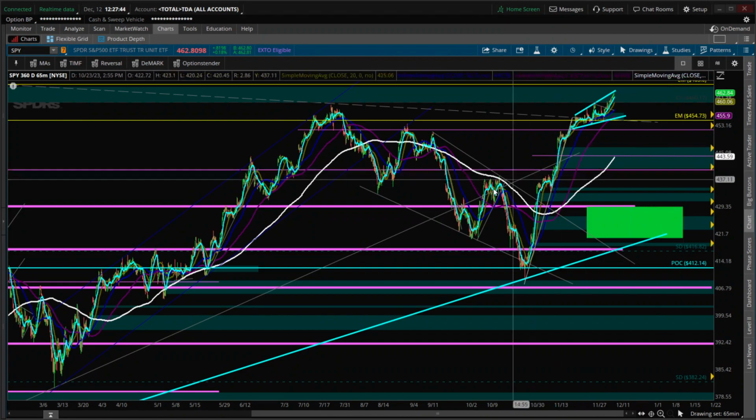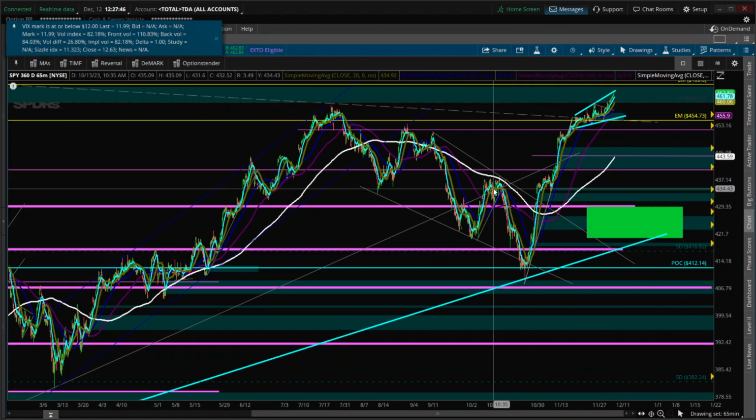Going to the 65-minute, this will give you a little bit better picture. We hit that 12. I'm going to show you the VIX. We just had our alert, so we're going to put on a trade on the VIX. We're going to go long the VIX here in just a minute.